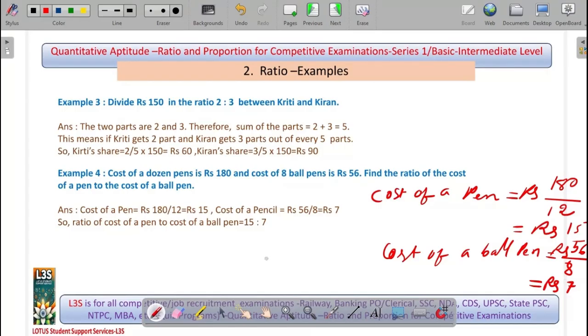Now find the ratio of the cost of a pen to the cost of a ball pen. The cost of a pen is 15, so 15 divided by the cost of a ball pen, which is 7. We cannot simplify, so it will be 15 is to 7.